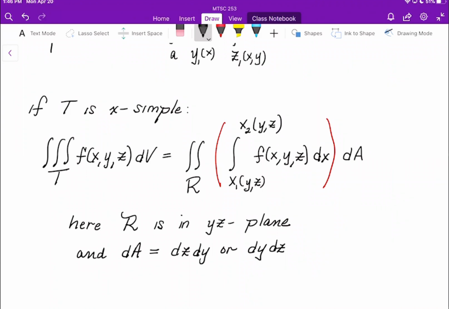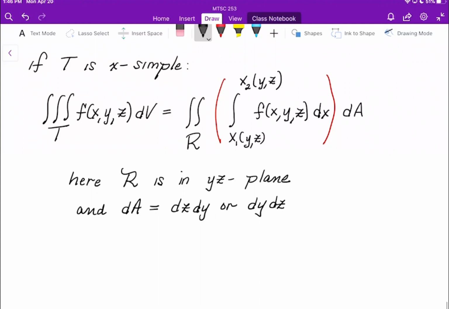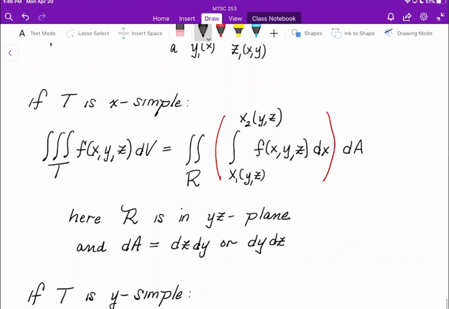Okay. In the last 4 minutes, I'll define y simple. And then we'll pick up here tomorrow. So let me go back here and write x1 of yz is less than or equal to x is less than or equal to x2 of yz.